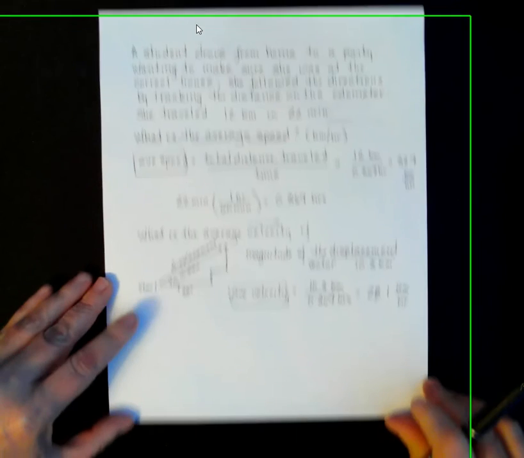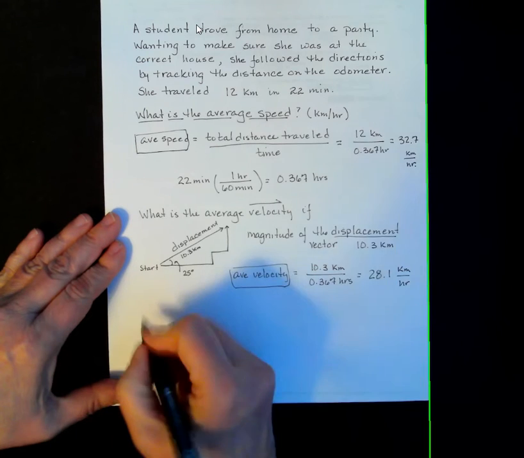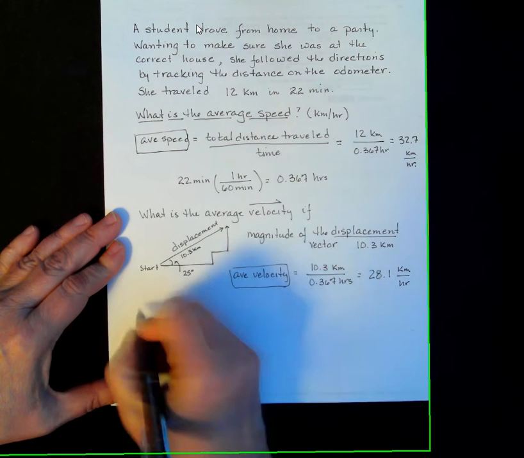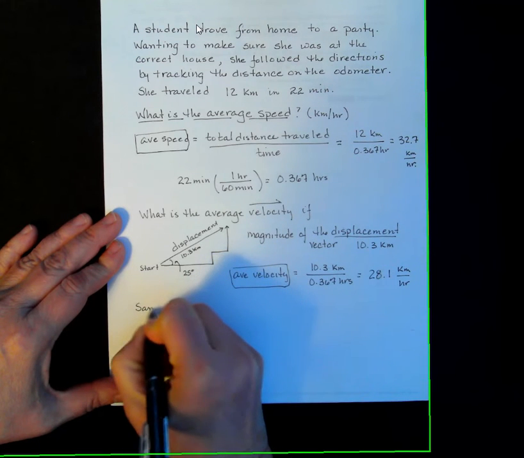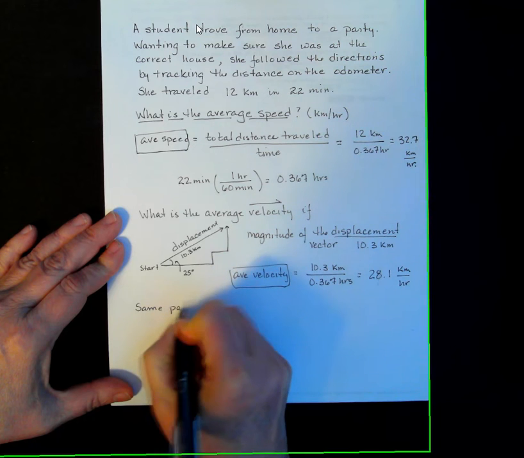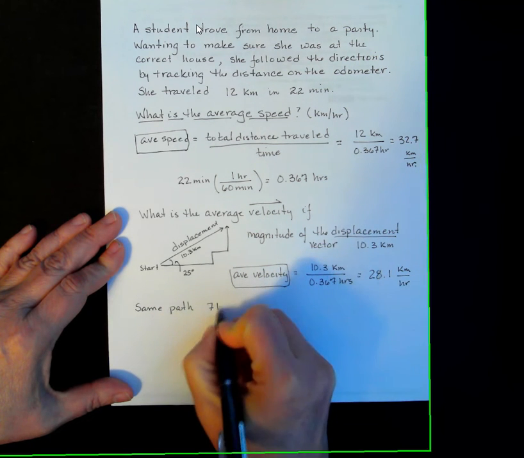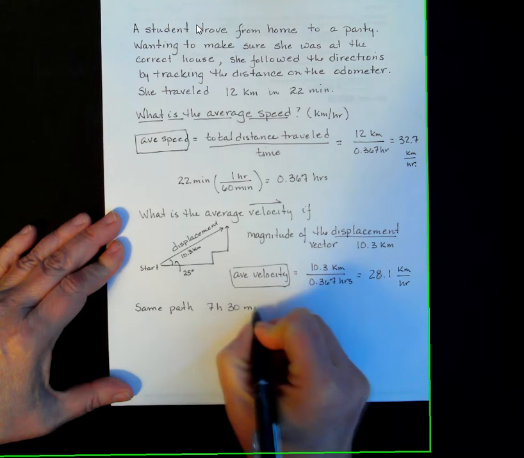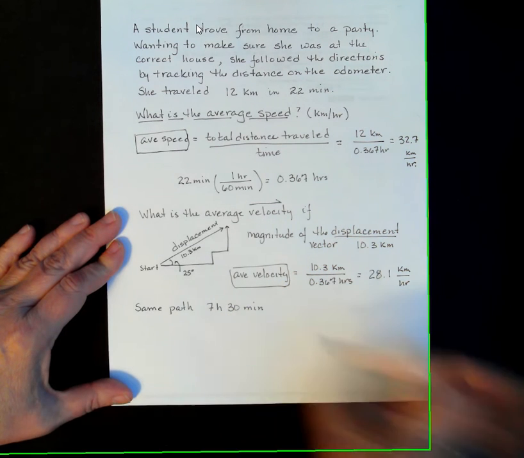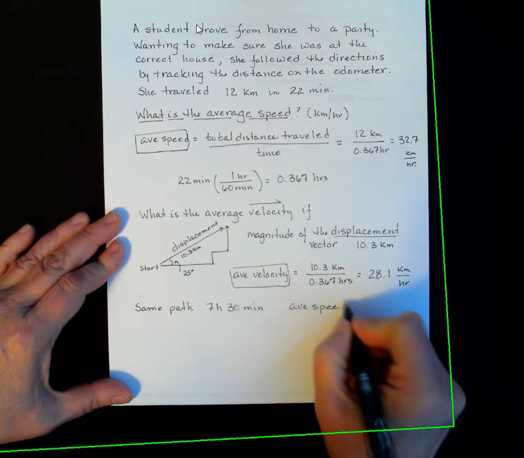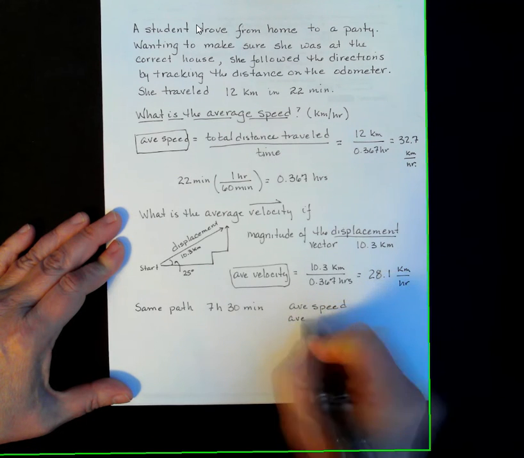So now we're going to make a little bit of a difference. Let's say she returned home by the same path, but now we're going to say that she traveled 7 hours 30 minutes later. What is the average speed and the average velocity?